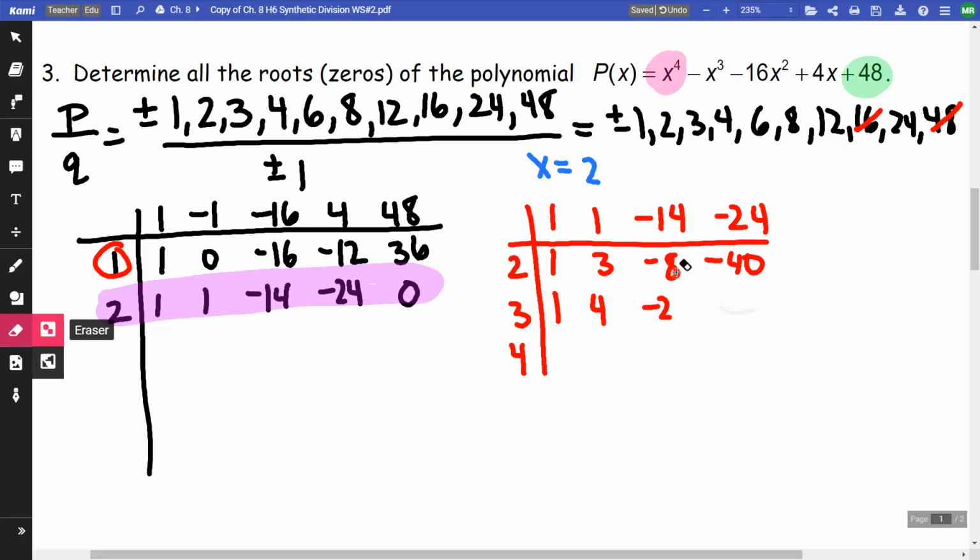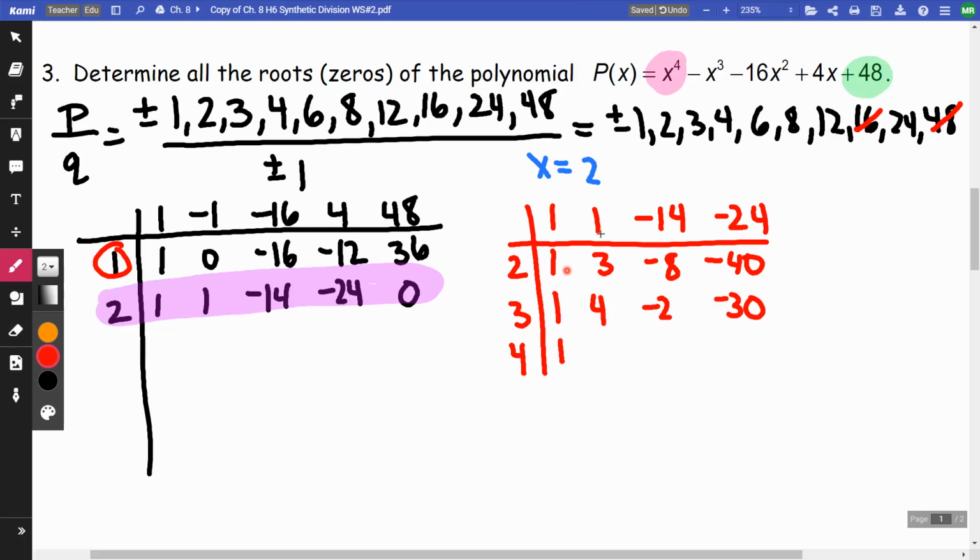And I think I did the same thing here. So 1 times 3 is 3, add it, I get a 4. 4 times 3 is 12, add it, I get a negative 2. Negative 2 times 3 is a negative 6, add it, I get a negative 30. So I am getting closer to 0 here. Okay, just want to make that correction. So I'm going to try a 4 now.